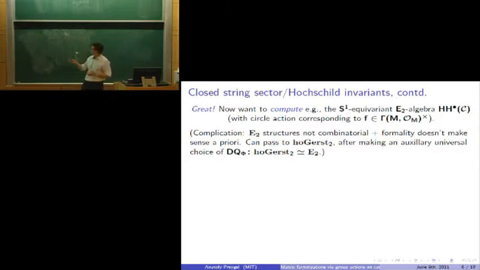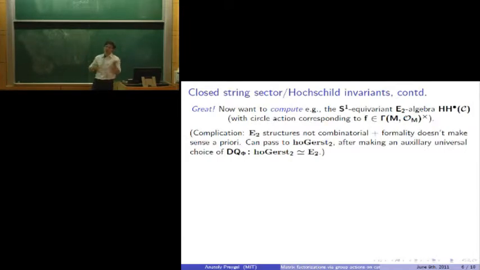So E2 algebras, the way I describe them over here, are completely non-combinatorial gadgets. So it's difficult to say what it means to compute one, right? There are not that many examples of these that you can write down a priori to even compare to. This is already an issue with trying to write down the E2 structure on Hochschild invariants of perfect complexes. Okay? And for instance, the notion of formality doesn't actually make sense a priori, because when you take the homology of an E2 algebra, you don't get an E2 algebra, you get something else.